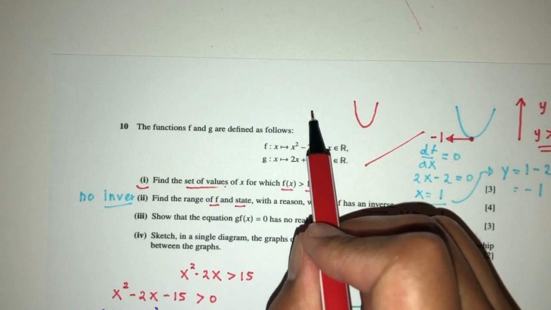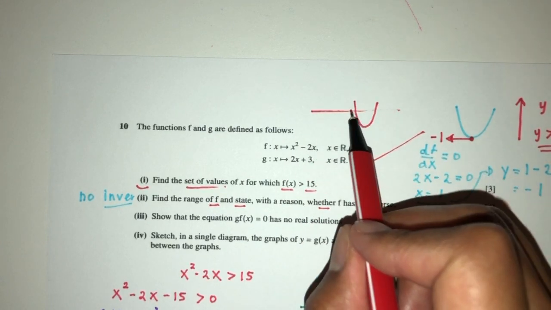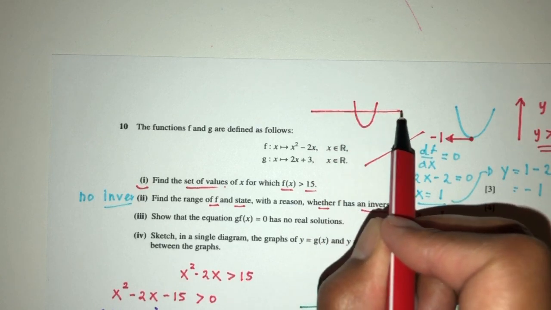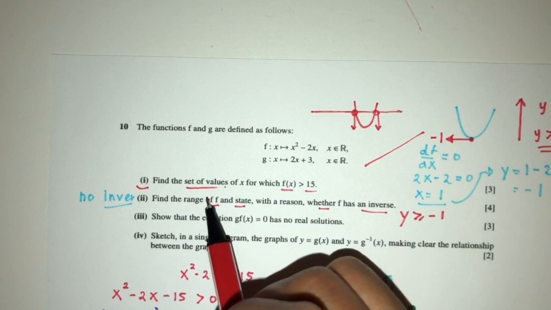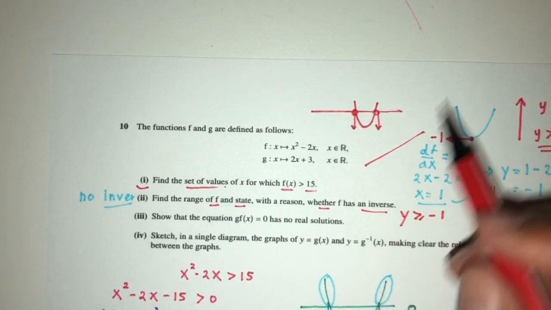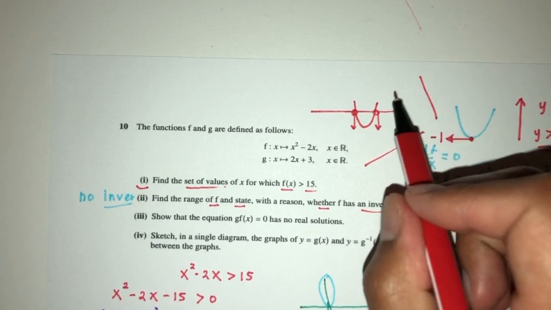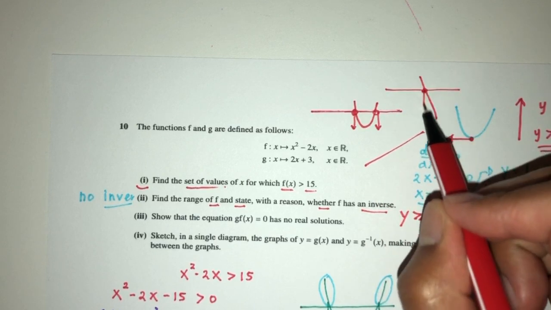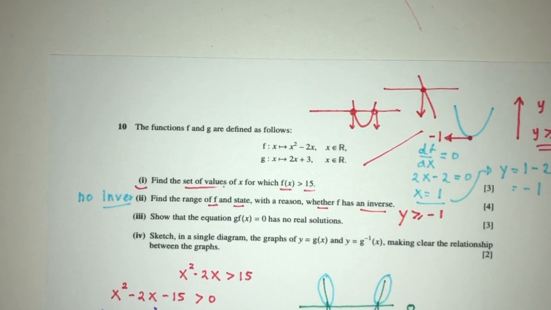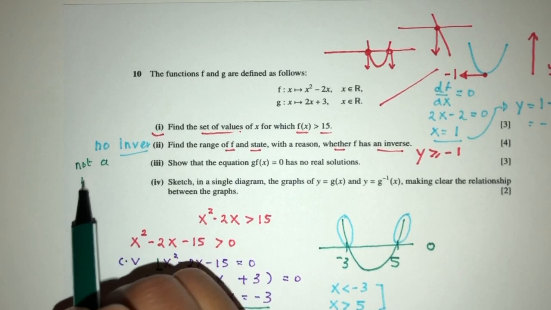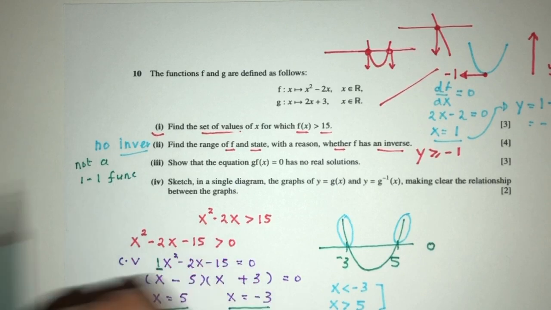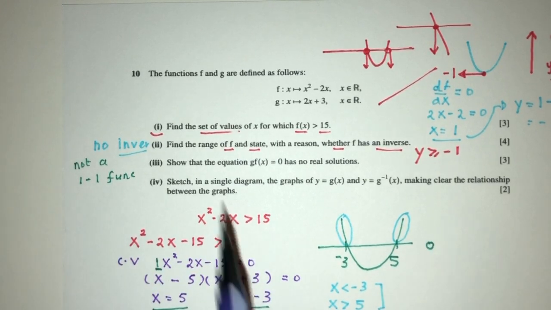Because if you were to draw a line here, for example, you can see for each line that we draw, we have 2 values that we get, which is not good. For a function to have an inverse, for example here, when I draw a line, I have only 1 value, and because of that, it is called a one-to-one function, and we can only have an inverse for a one-to-one function. So no inverse because not a one-to-one function. That makes sense. Now part 3.